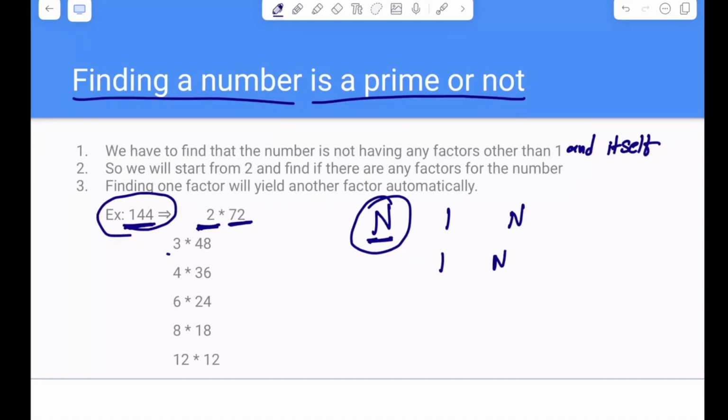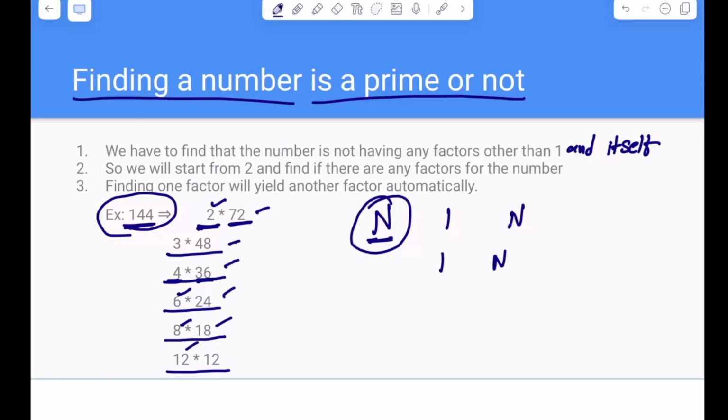144 can be written as 3 into 48 also. It means 144 has the factors 3 and 48. So 144 can be divided by 4 evenly. 4 into 36, so 4 and 36 are also factors of 144. Next 6 and 24 also. Next 8 and 18. Next 12 into 12. So these are the factors: 2, 3, 4, 6, 8, 12, 18, 24, 36, 48, 72.